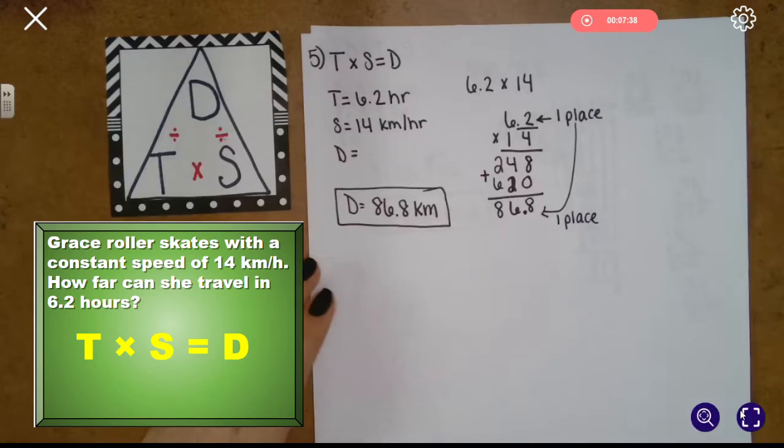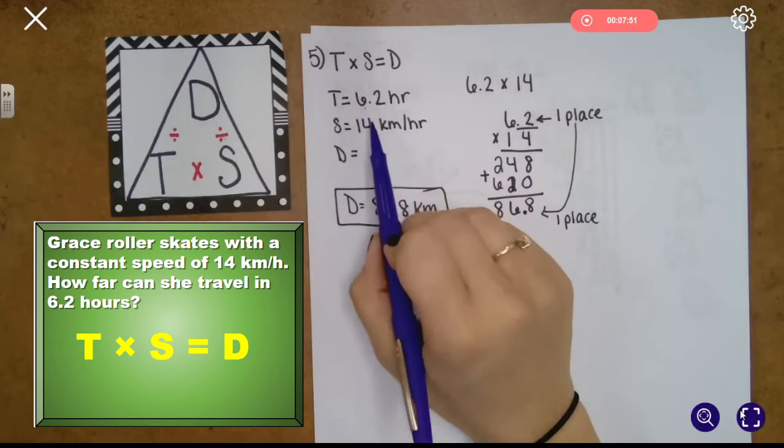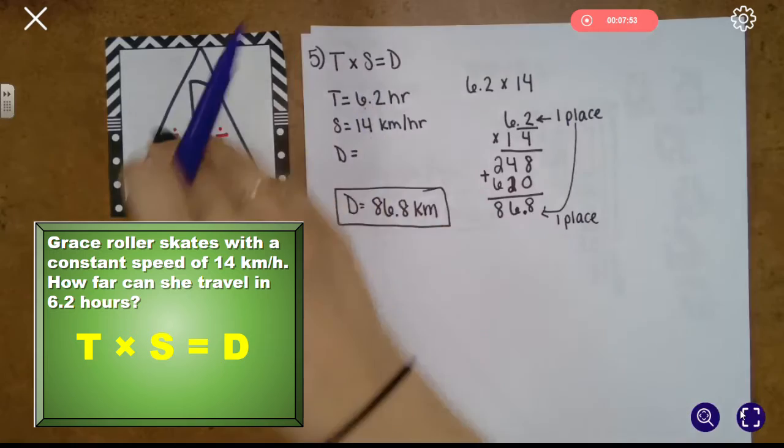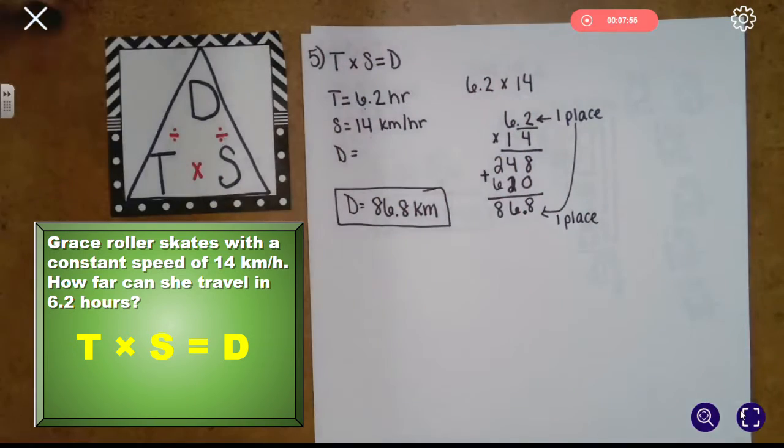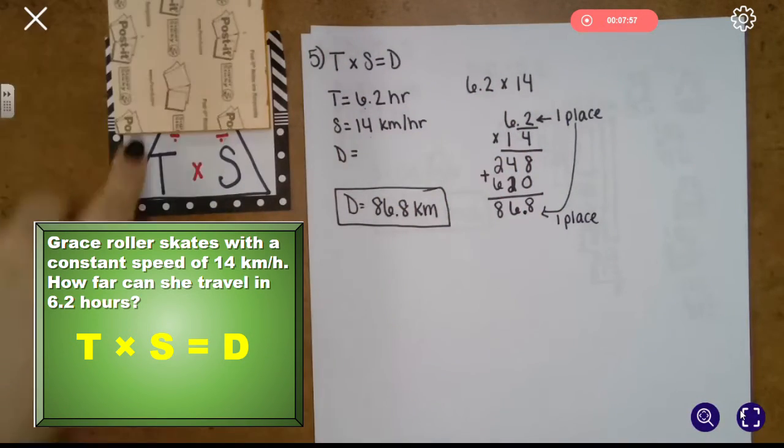Number 5, Grace roller skates with a constant speed of 14 kilometers per hour. How far can she travel in 6.2 hours? It gave us our time, it gave us our speed. We need to know our distance. So if we cover up distance, we're going to do time times speed.